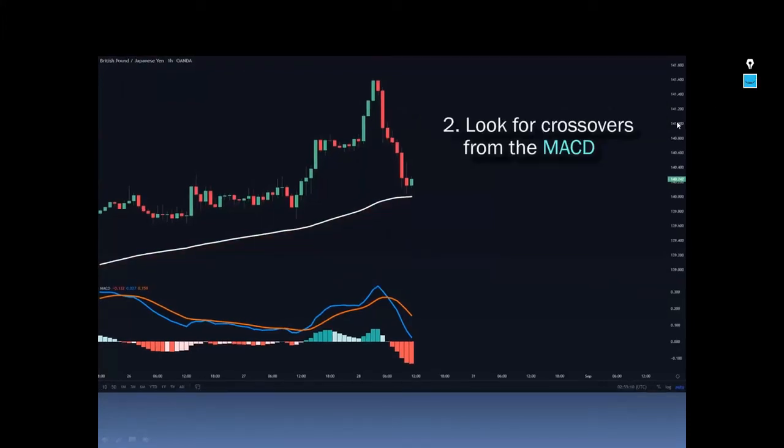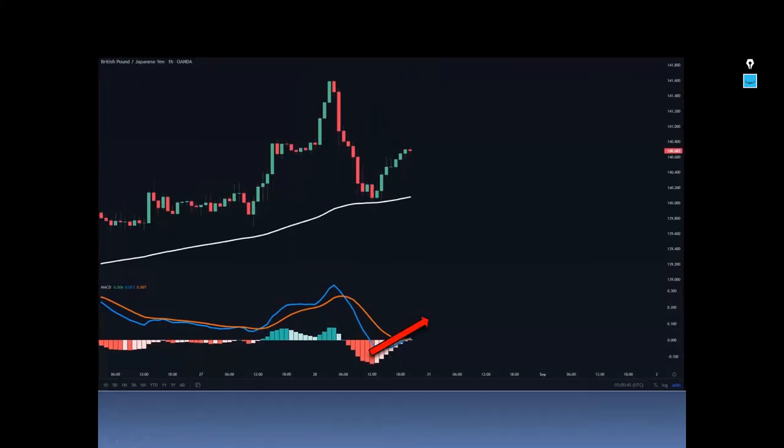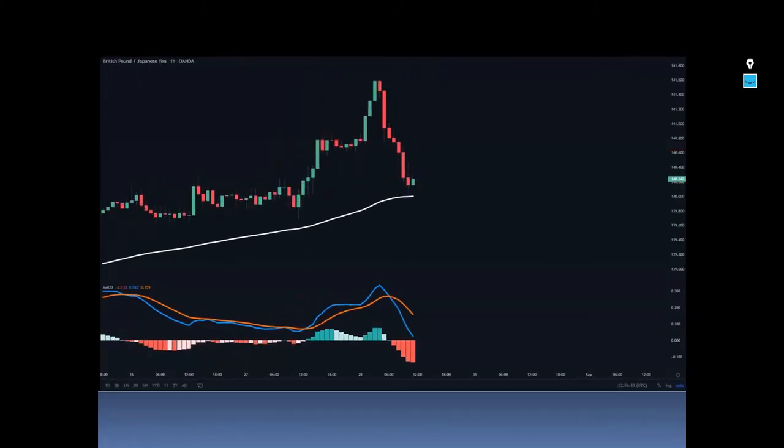Now the second step is we want to look for crossovers on the MACD that show the same signal as the long-term trend. So in this particular example, we can see the long-term trend is upward, meaning we only take signals when the MACD crosses over upwards. And so here's where you want to take a long position.